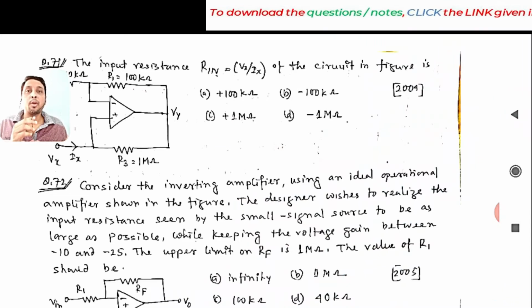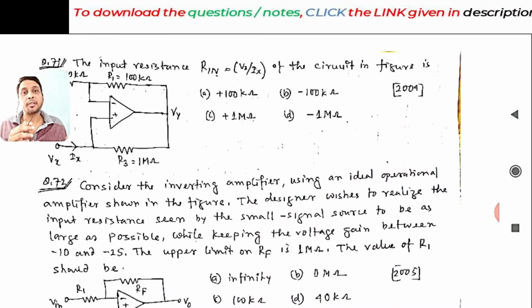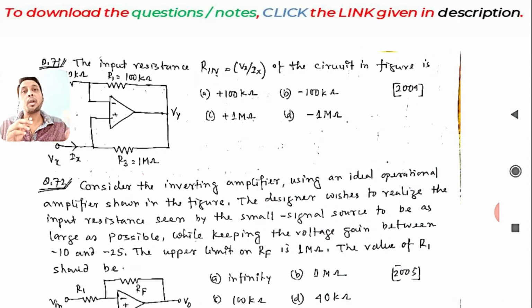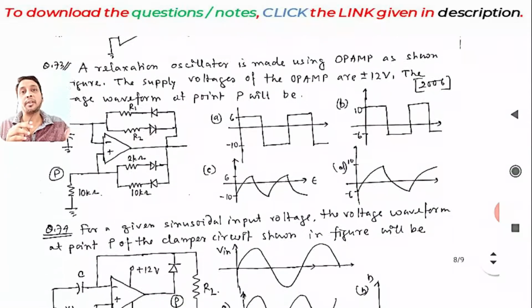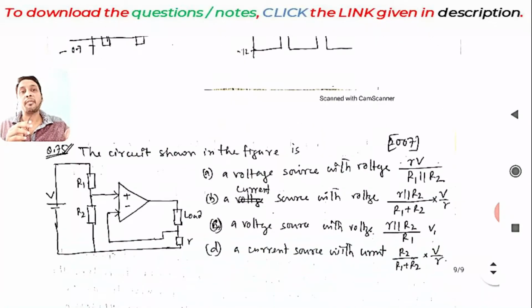Okay students, welcome you all to this new lecture on GATE analog electronics. Today we'll be solving from question number 71 onwards: 71, 72, 73, 74 and 75. Okay, then let's try to solve these questions.